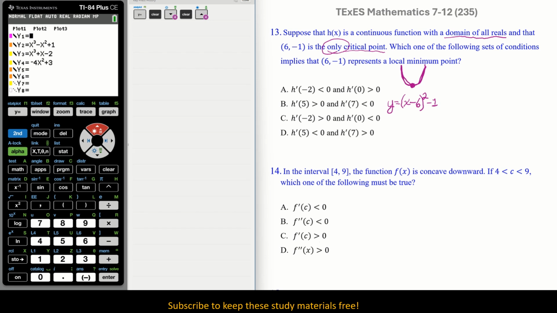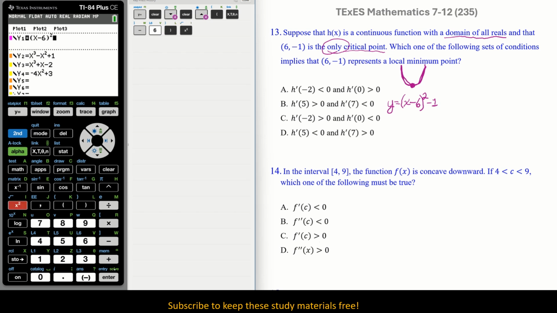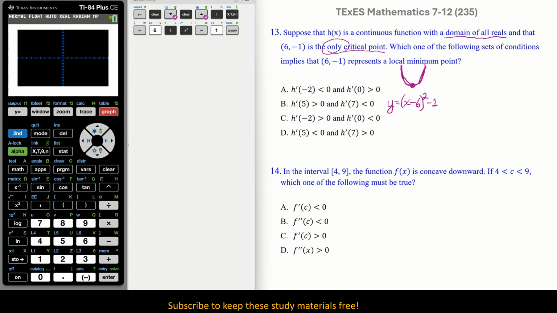So let's do this. I have my parentheses, then x minus 6, close the parentheses. I square that, and I subtract 1. Now let's graph it. And that turns out correctly. Luckily, they gave us all of the information that we needed to know what our h of x really is. That was highly helpful.